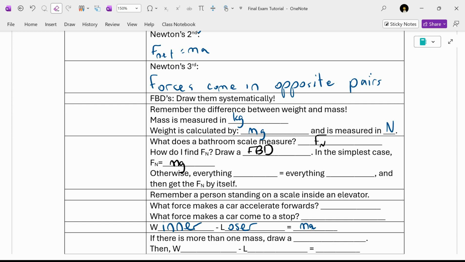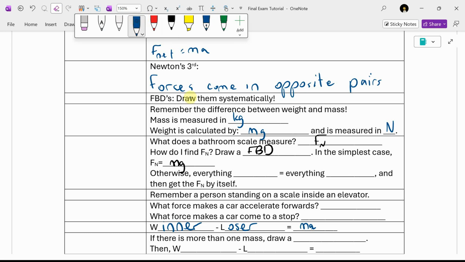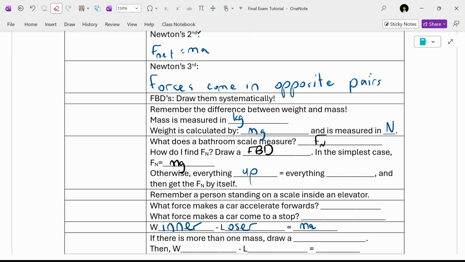So what if there was extra vertical forces? Then I had to be even more general. I had to say everything up equaled everything down. And then when I wrote that equation, I would get the normal force by itself. I made a joke. I would get an Fn clue or something like that is what I would say.